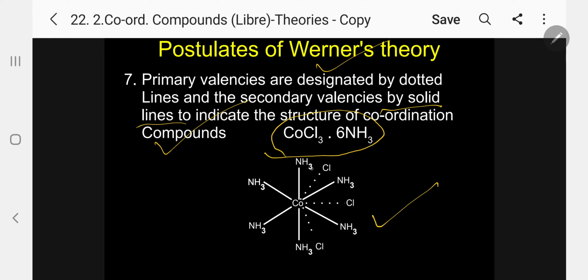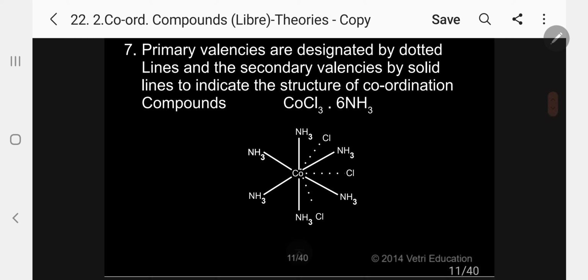Kindly follow. The 3 Cl atoms are indicated by dotted lines. They are primary valency. Solid lines indicate secondary valency. Actually, it should be with an arrow. The arrow indicates donation, that is, they are donating the lone pair to the central cobalt metal atom. Please follow. So this is the representation given by Werner to represent the structure of cobalt 3 chloride .6NH3. These are the postulates.